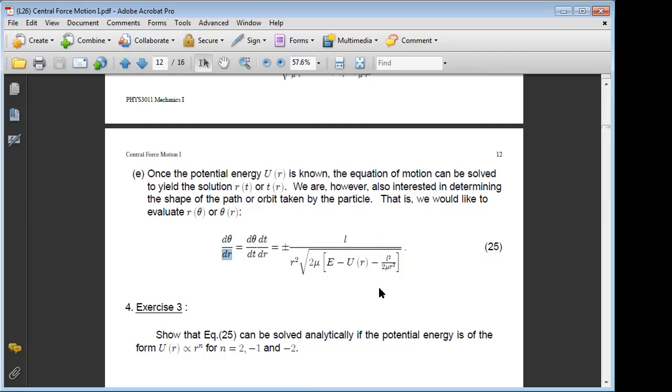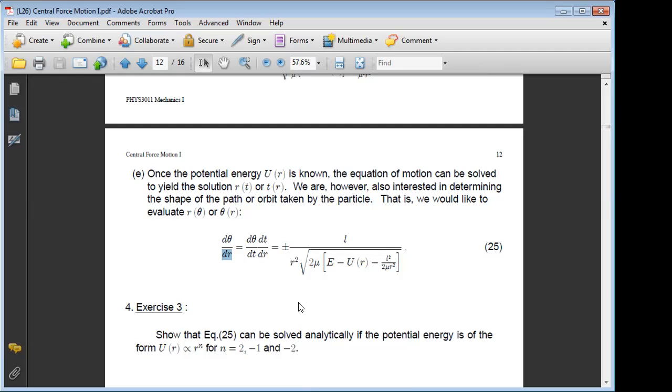mu is a constant, and UR is proportional to R^n. If we can integrate this integral, then we are all set.